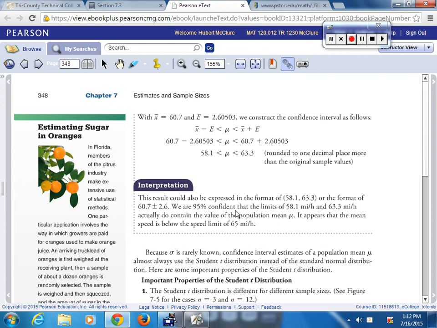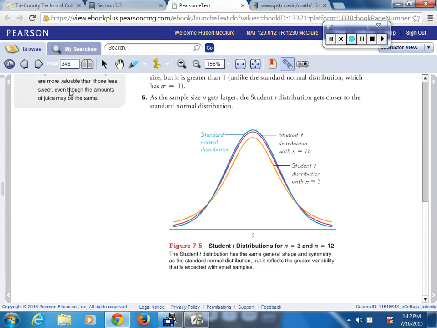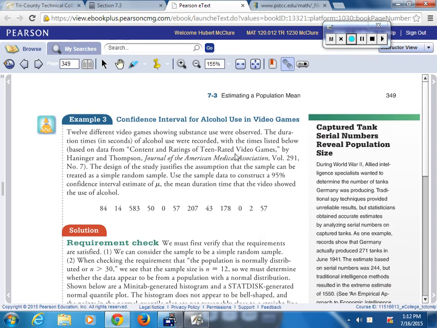So the result would also be expressed in the format, we are 95% confident that the limits of 58 and 63 actually do contain the value of the mean. It appears that the mean speed of blow is 65 miles per hour. So, do you feel good about yourself? I think you need to do another one. All right, try this one.